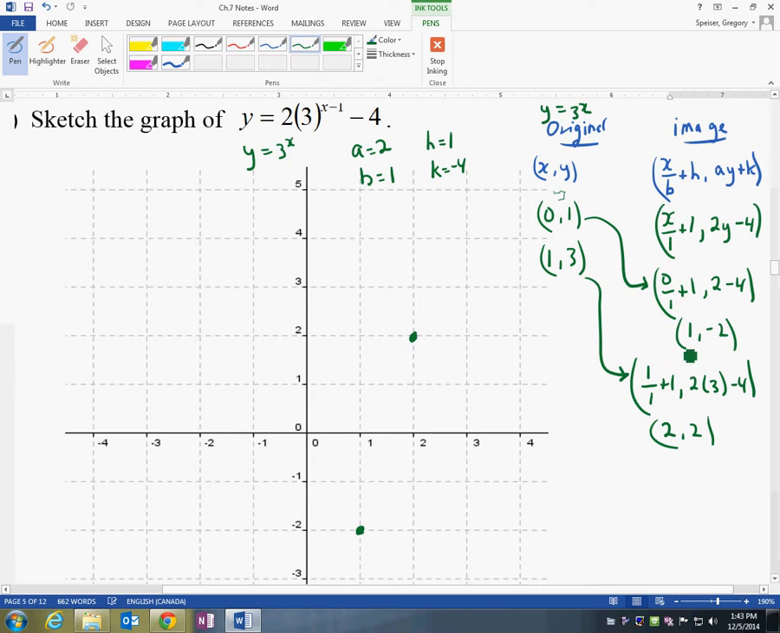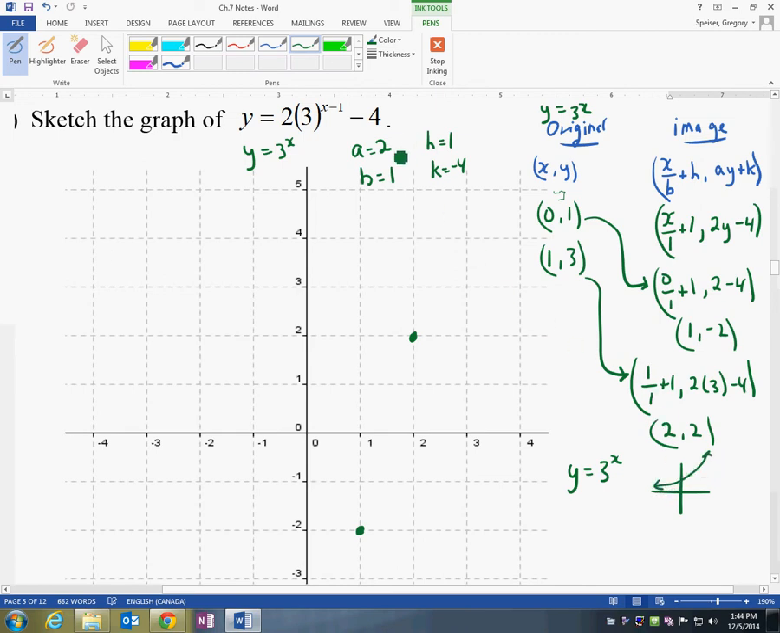We have this 1 comma negative 2 and our 2 comma 2, so this isn't really a complete replacement for the kind of thinking that we were doing on the previous page. We should still get a sense of, okay, what does y is equal to 3 to the power of x look like? It looks like this. Okay. Now let's think about our transformations.